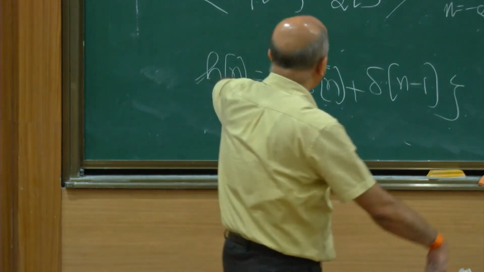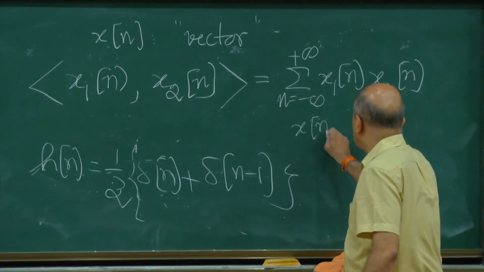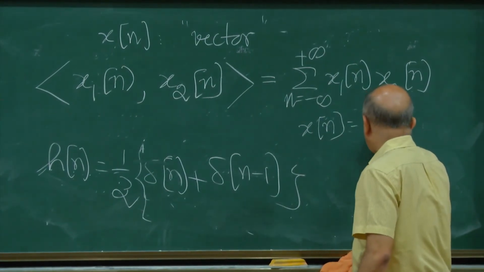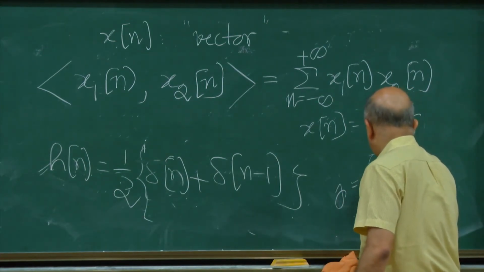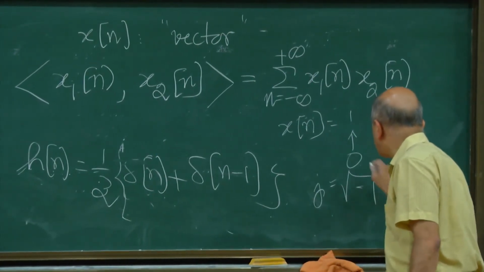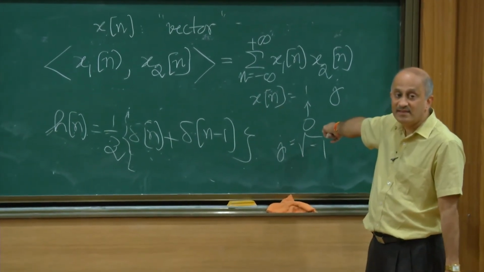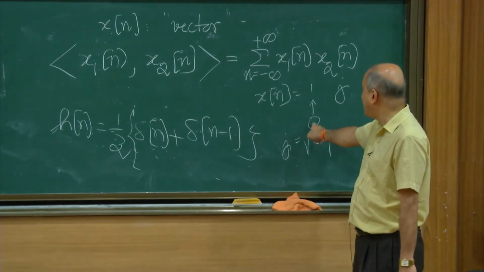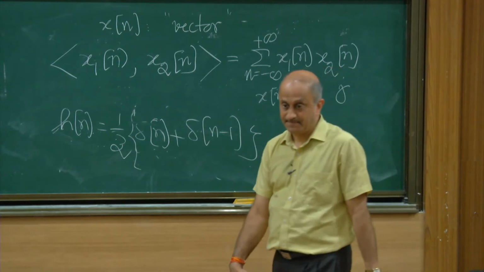In fact, let me give you an example. Suppose x of n is, by arrow notation, 1 and j. Now, I use j to denote the square root of minus 1, right? So I have this sequence, a finite length sequence which takes the value 1 at n equal to 0 and j at n equal to 1.